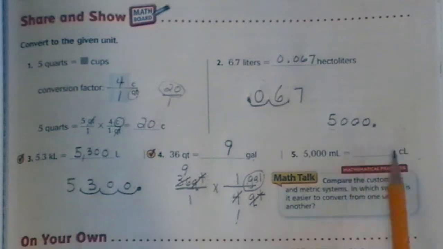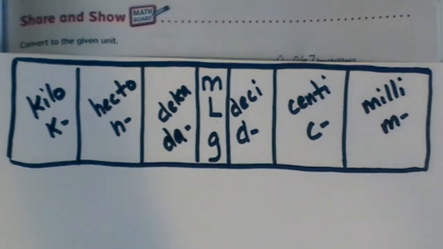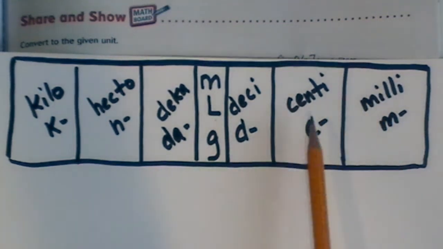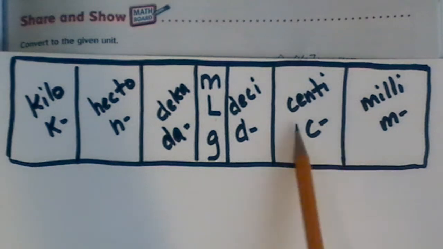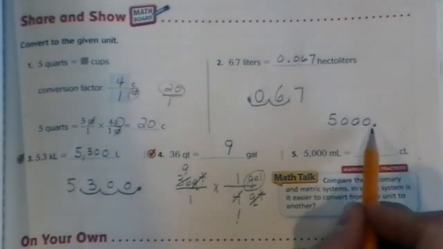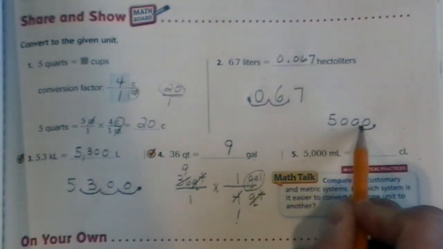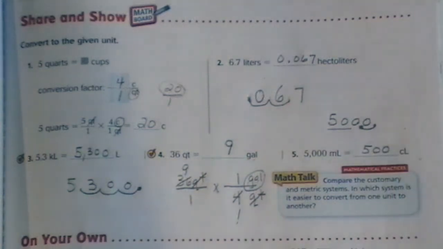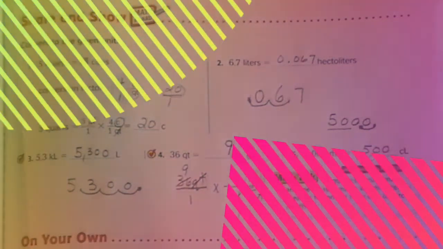All right, so we need to go from milliliters to centiliters. So let's get my chart out. Here's my chart. I need to go from milliliters to centiliters. So I need to move 1 place to the left. Here's my decimal point. I'm going to move 1 place to the left, and I'm left with 500 centiliters. All right, I'm going to slide my book up here. I'll see you in a second.